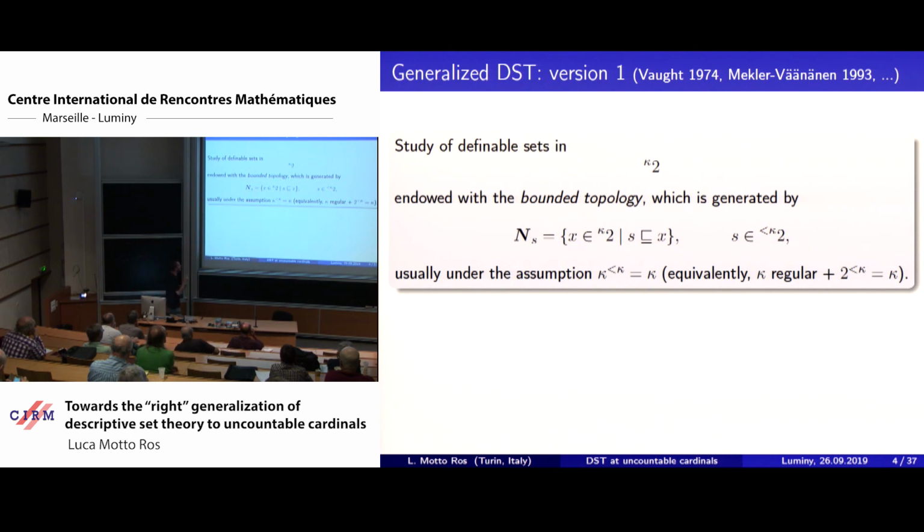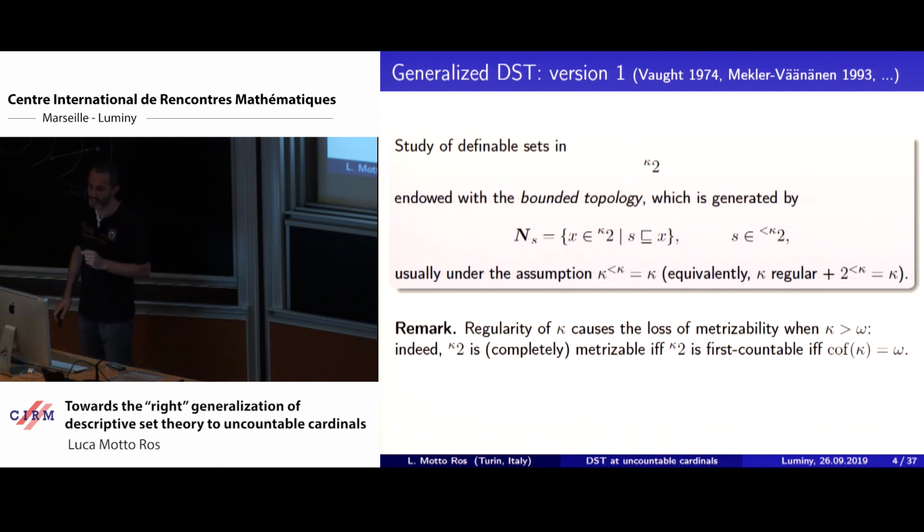Let me point out that up to now, or at least mostly, the theory has been developed under the assumption kappa to the less than kappa equals kappa. I really don't understand exactly why, but surely most of the techniques that are used need this condition. I would like to read this condition as kappa regular plus 2 to the less than kappa equals kappa, because it will be relevant for the rest. So essentially they are concentrated on regular cardinals.